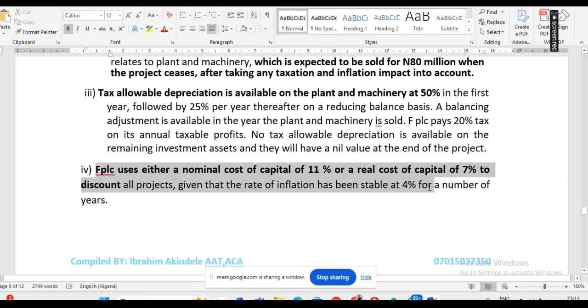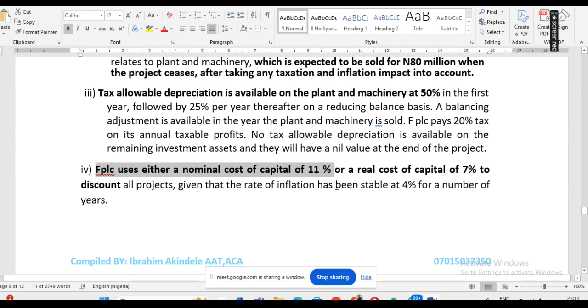Please, you can go back to capital budget, and you can rewatch this particular lecture so that you have an understanding of this. Now, since we have inflated the cash flow, we have to use the nominal cost of capital to discount. It is given already as 11%.